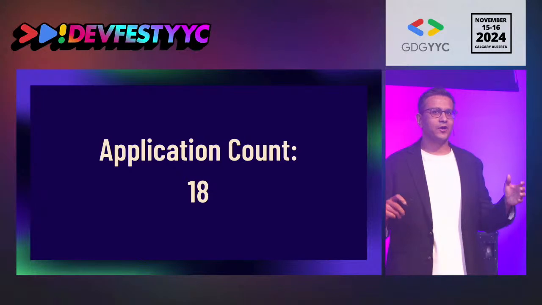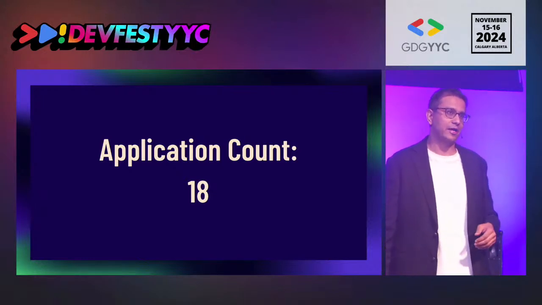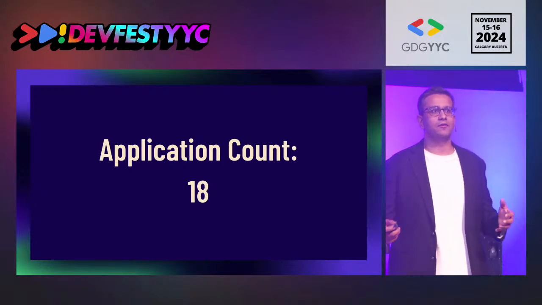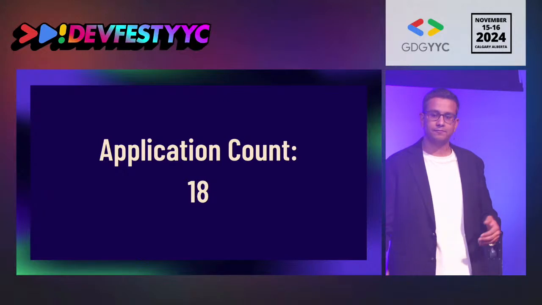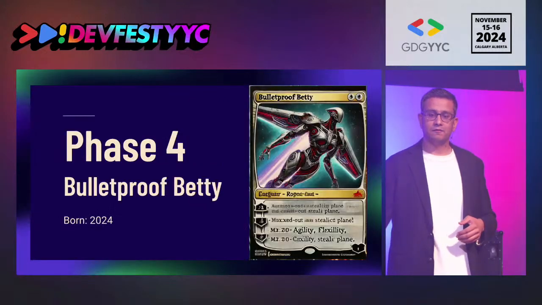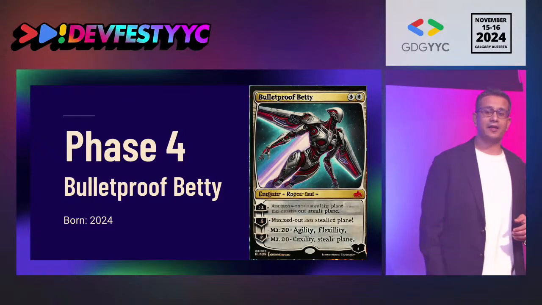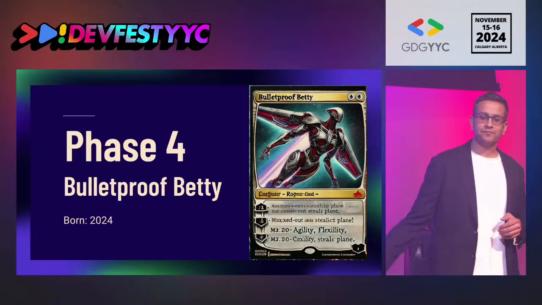But we said, okay, maybe that's not good enough. What if we want to add even more and more stuff to our application count? Because we do want to offer all of the products that people are used to having with their primary bank. That's when we came up with phase 4. So phase 4 is what I call Bulletproof Betty, and she was born this year at Neo.